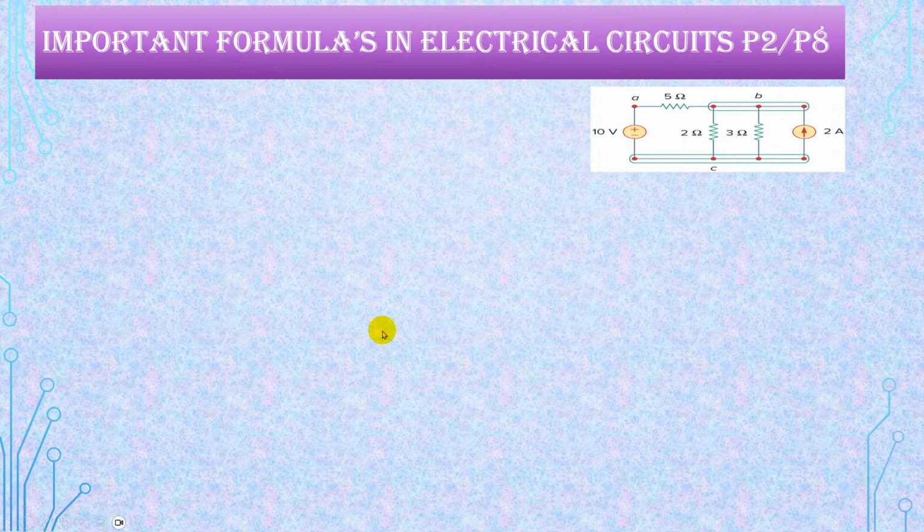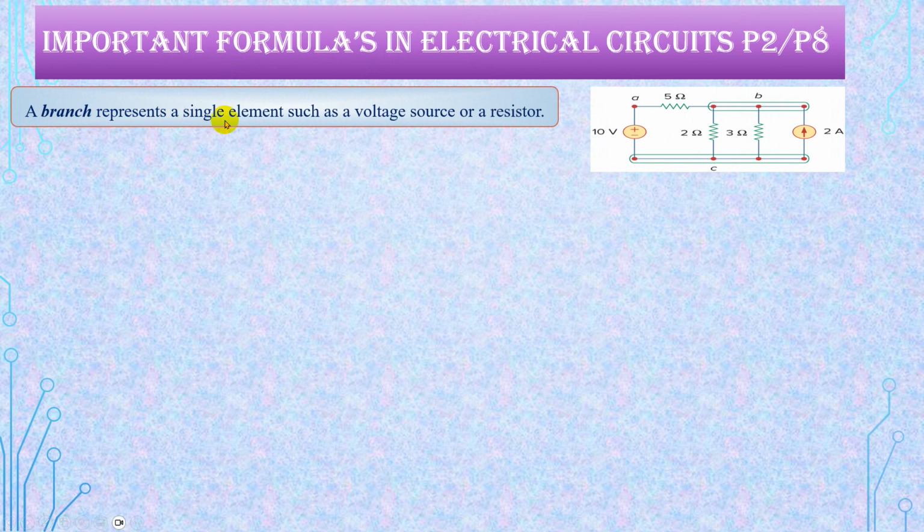Now coming to another concept. What are nodes? What are branches? What are loops? We will study now. So what is a branch? A branch represents a single element such as a voltage source or resistor. Here there is some confusion: does branch mean only resistance? No. A branch is between two points, or two nodes. A branch is nothing but an element; branch and element are both the same. It may be a resistance, a voltage source, a current source, whatever it may be. A branch represents it.